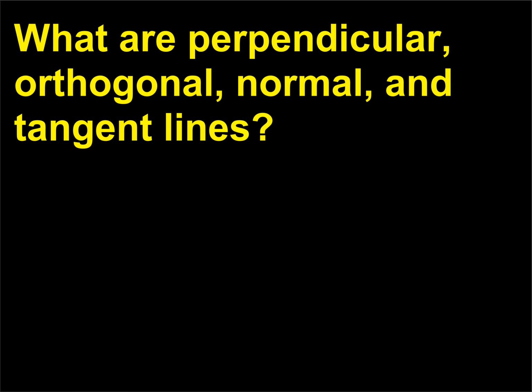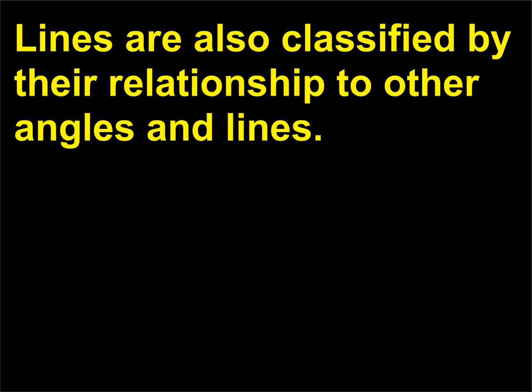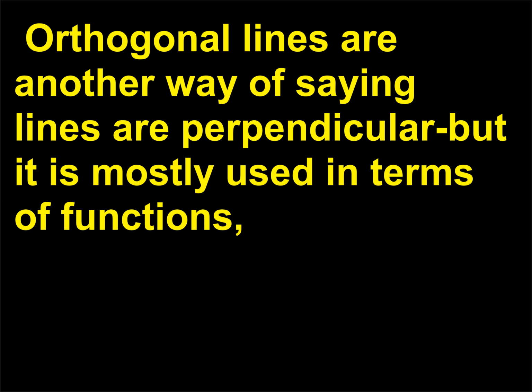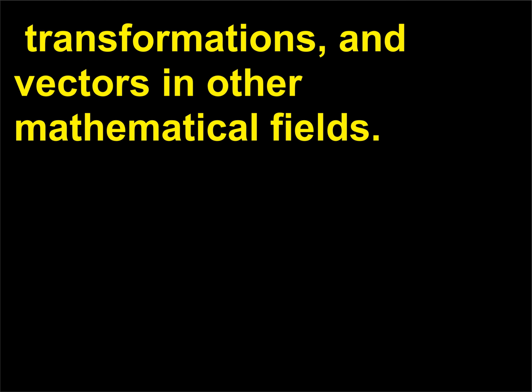What are perpendicular, orthogonal, normal, and tangent lines? Lines are also classified by their relationship to other angles and lines. Perpendicular lines are two lines, segments, or rays that intersect to form a right, 90-degree angle. Orthogonal lines are another way of saying lines are perpendicular, but it is mostly used in terms of functions, transformations, and vectors in other mathematical fields.